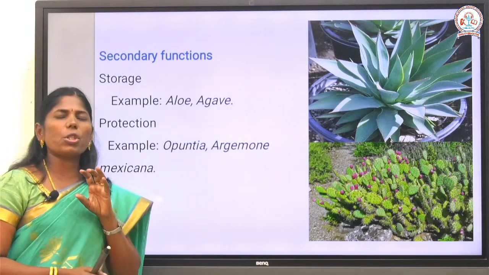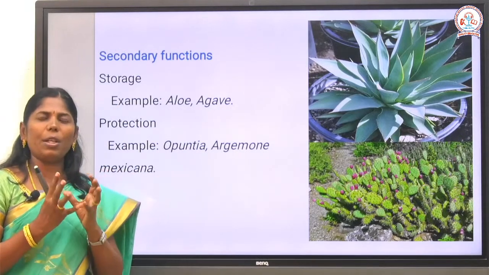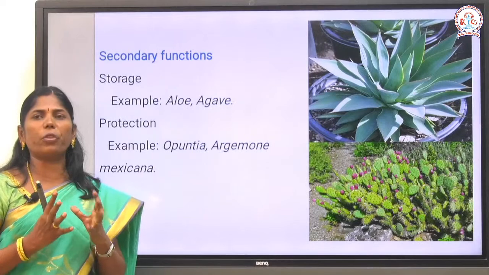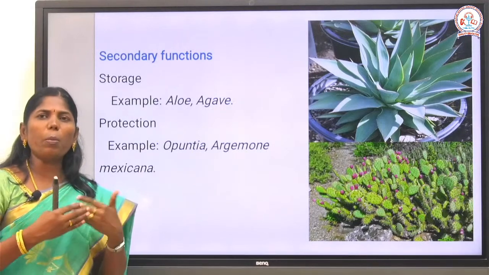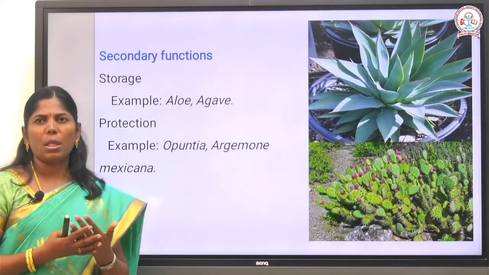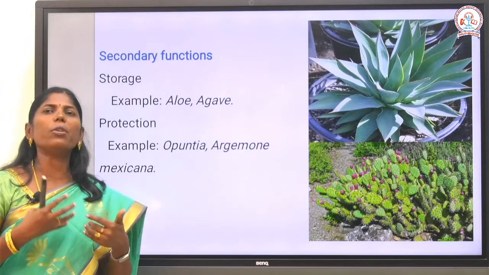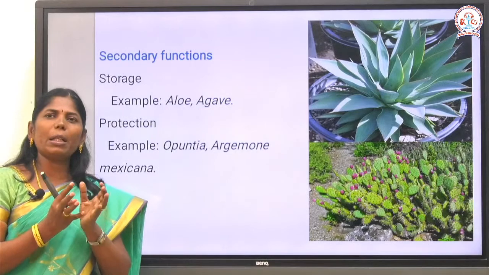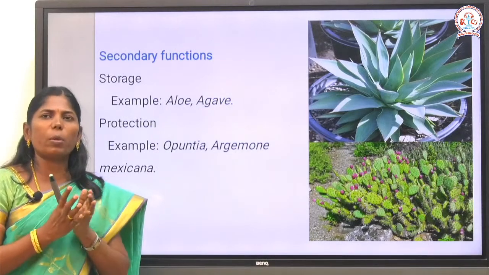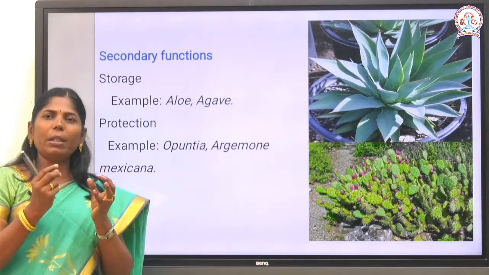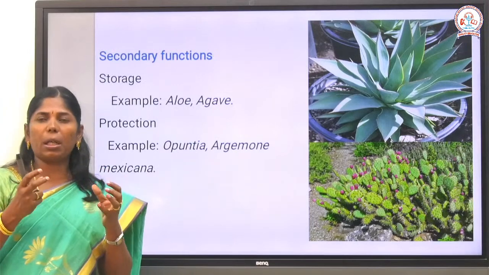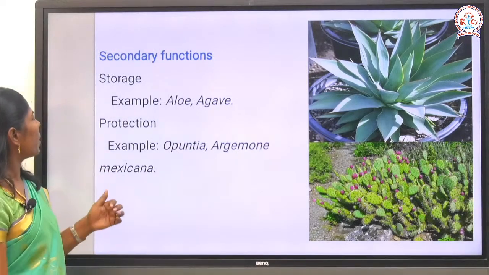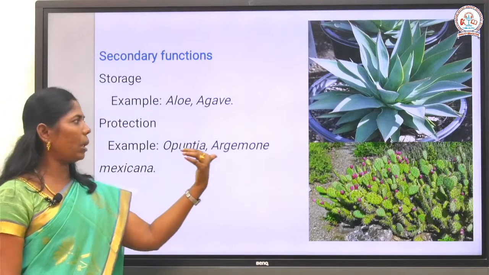Okay, storage means in some plants the leaves are bulged, succulent, and they can store the food materials. They have to modify, for example cabbage, which is modified to store the food materials. So the leaf bulges and stores the food material, and automatically the thin leaf becomes thick and succulent. Okay, so protection.